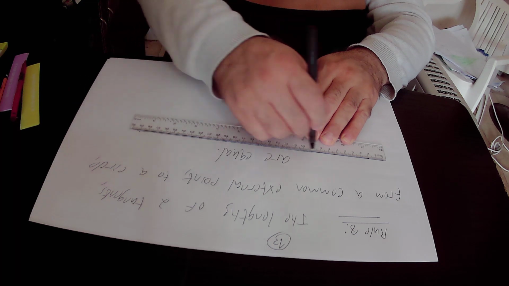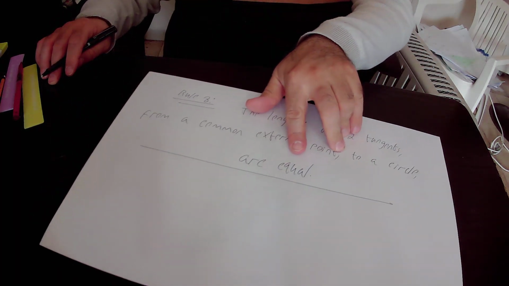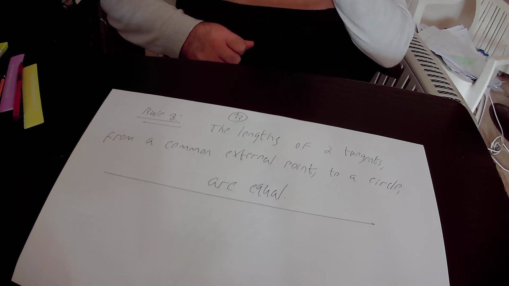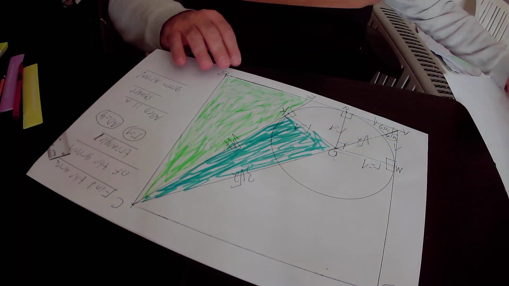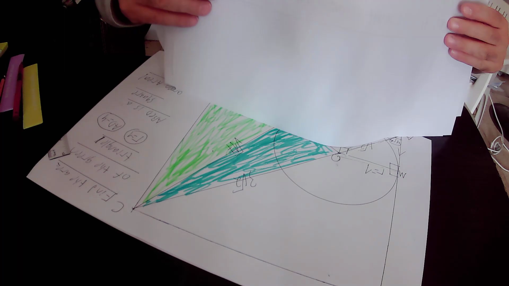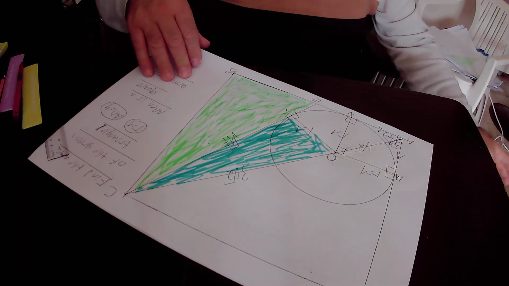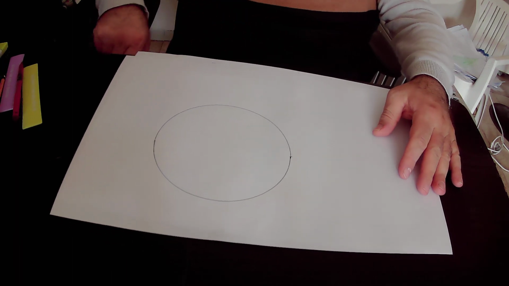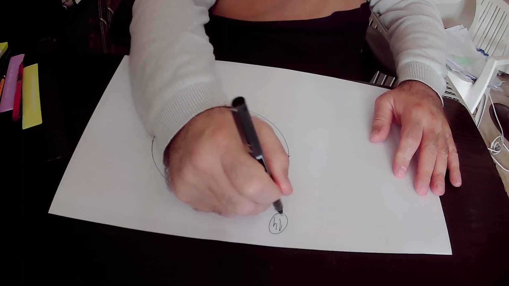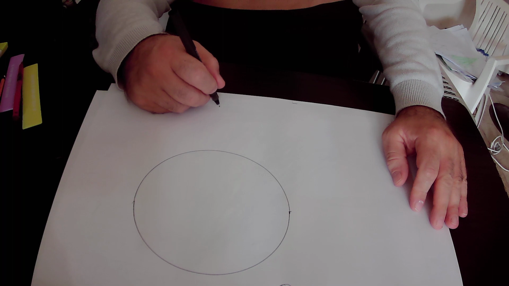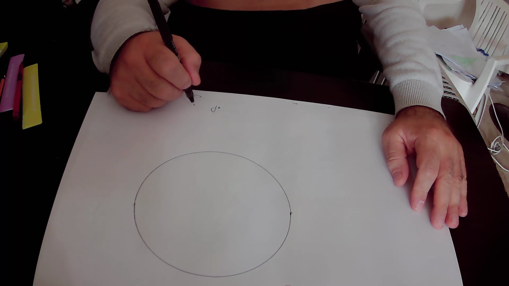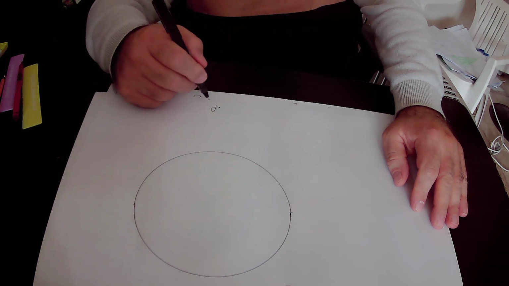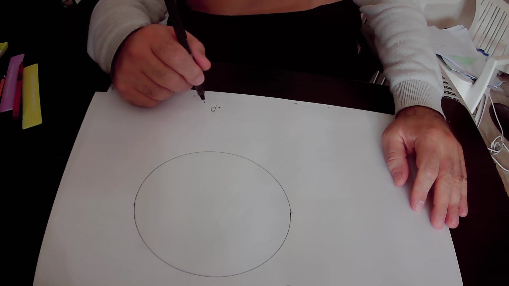So I will repeat rule number 8 again. Rule number 8 states that the lengths of two tangents from a common external point to a circle are equal. So what is the meaning of rule number 8? The meaning is that if we have this circle and we also have this external point, point P. Why is point P an external point? Because point P is not located inside this circle, nor on this circle, but is located outside of this circle. Therefore, point P is defined as an external point.